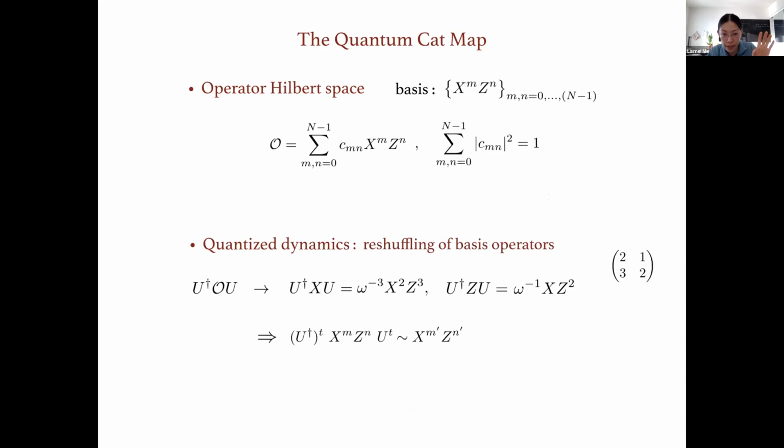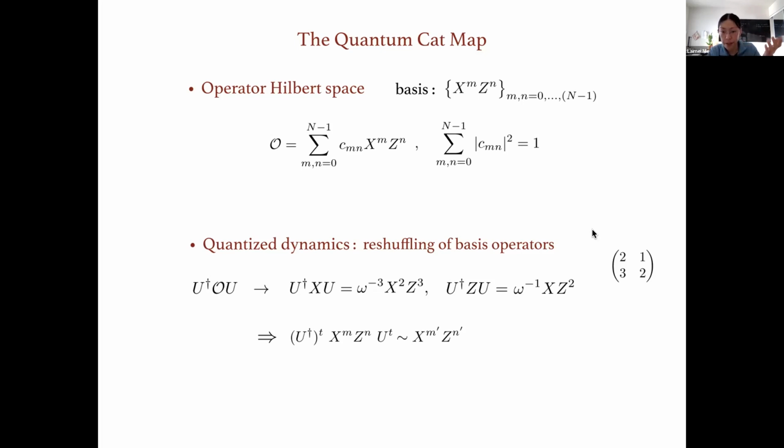So what I was talking about is, we were here, I think. I was talking about the dynamics in the operator Hilbert space. To understand the dynamics, how U acts on the operator, we just need to understand how U acts on X and Z. And it turns out that it's not doing anything fancy. It just turns X into another basis, turns Z into another basis. And in general, for any given operator basis, if you keep applying this quantum cat map dynamics, it will just turn it into another operator basis. So the quantum cat map only reshuffles the operator basis. That already feels like a very simple dynamics.